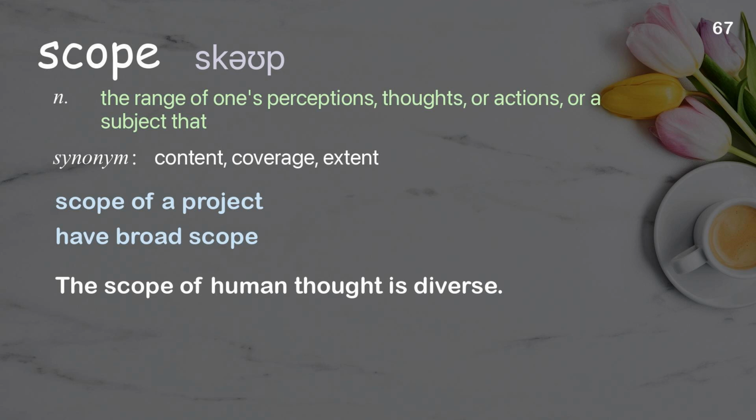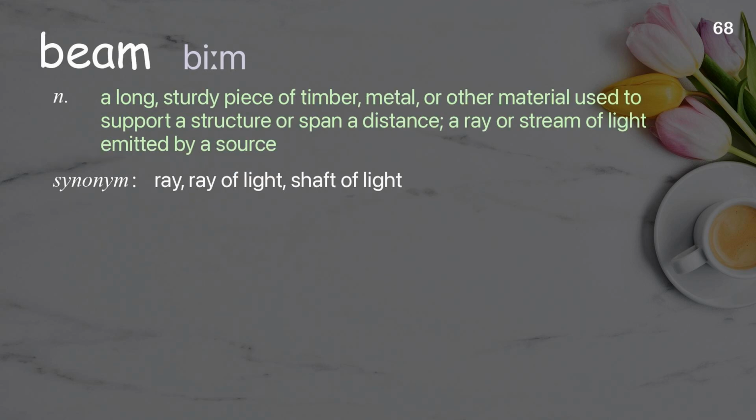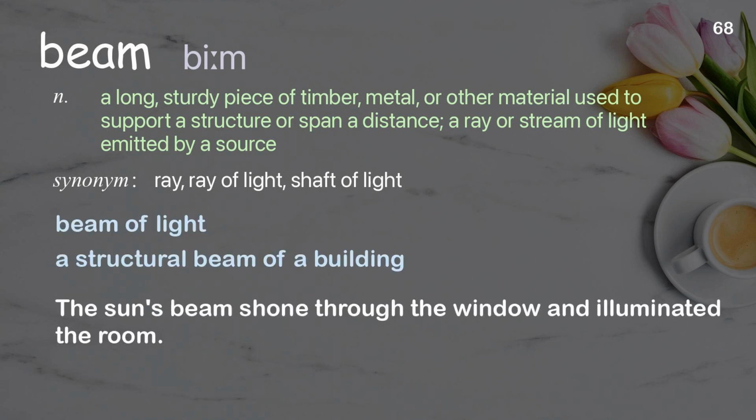Beam. A long, sturdy piece of timber, metal, or other material used to support a structure or span a distance, a ray or stream of light emitted by a source. Examples: Beam of light. A structural beam of a building. The sun's beam shone through the window and illuminated the room.